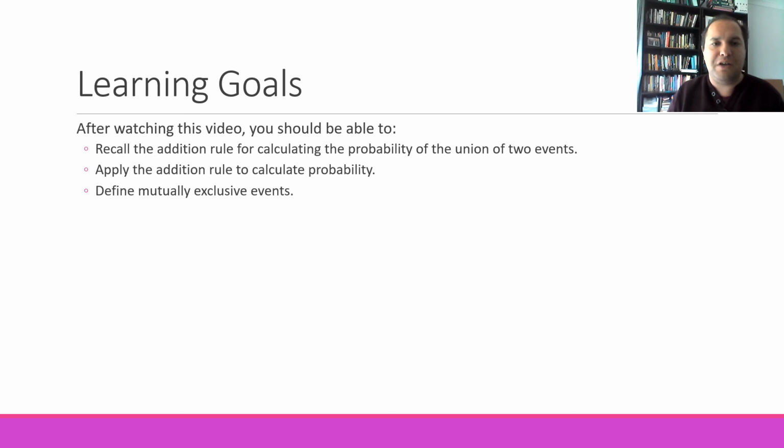Right, so after watching this video, you should be able to recall and apply the addition rule for calculating probabilities of unions of two events, apply that rule to help calculate probability, and then define mutually exclusive events.